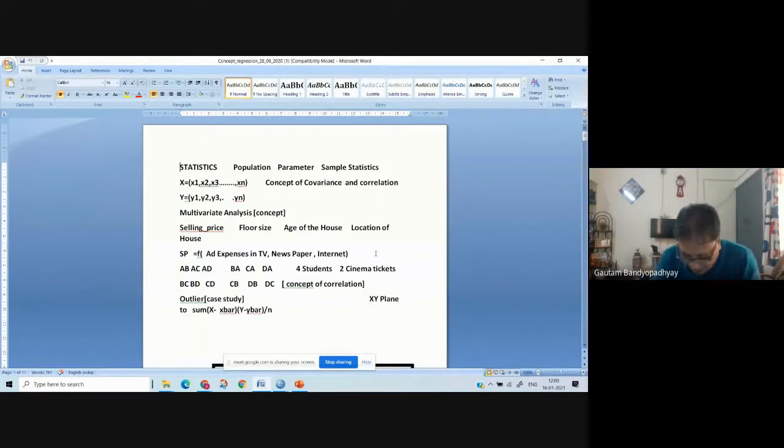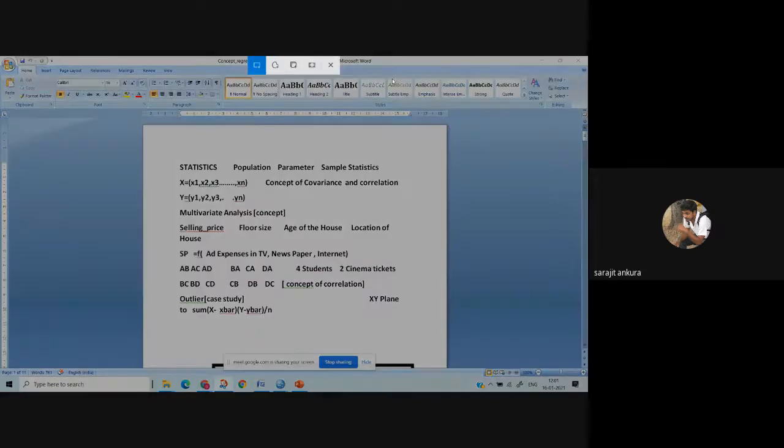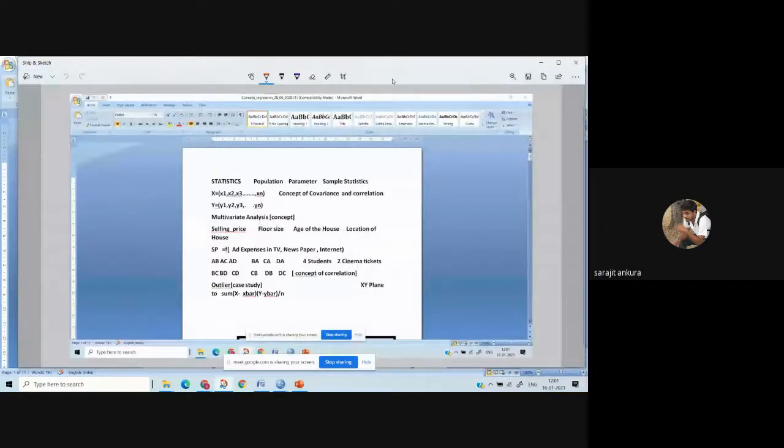So we go for some bivariate data. Already you know that statistics means population parameter and sample statistic. Before going for bivariate data, when there is a single variable, like age or income, we can find the mean, standard deviation, and other measures. Similarly, for income also, you can find mean and standard deviation.